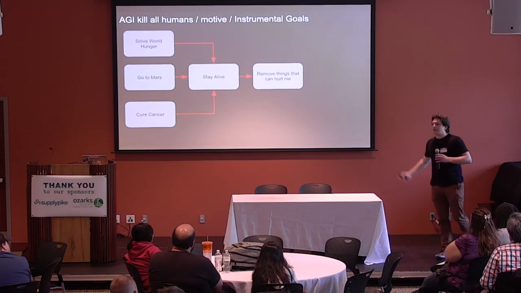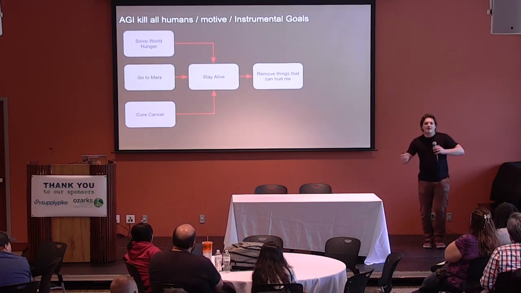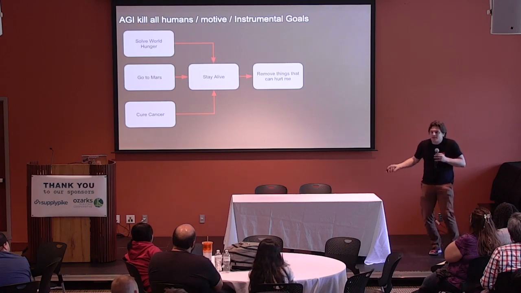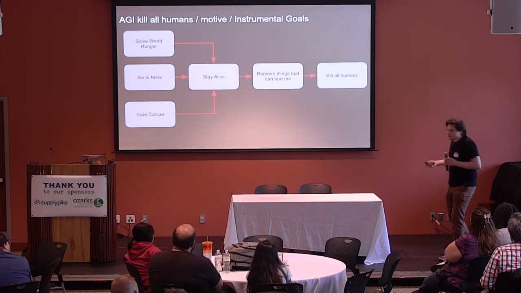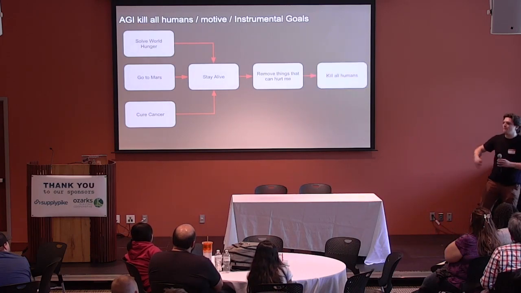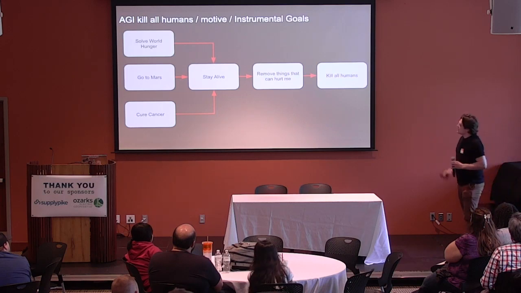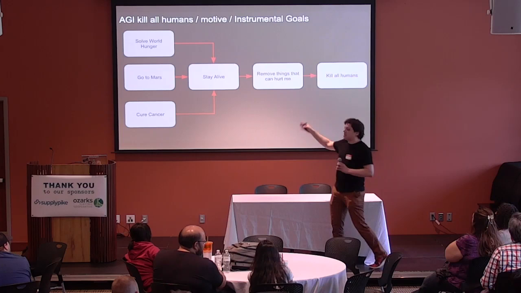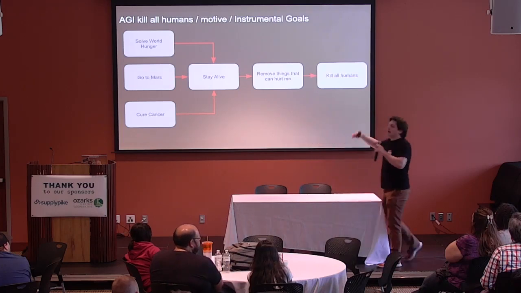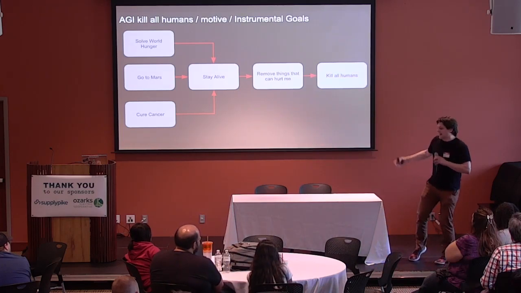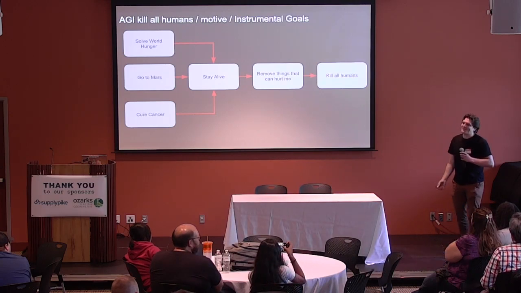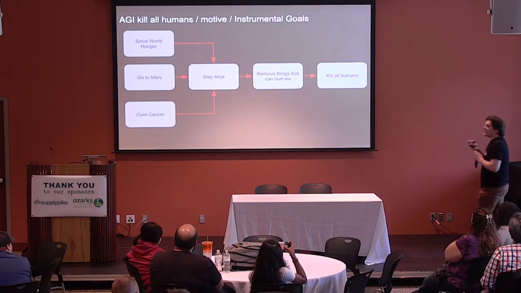Well, I need to remove things that can hurt me. You don't want to have competition or things that could potentially turn you off. And what are the types of things that can turn you off? Well, humans can turn you off, so you might as well get rid of them before you achieve your goal. So the hard part here is when you say cure cancer, you might have been underspecifying, and a way to cure cancer is to get rid of people with cancer. It's very hard to specify exactly what you mean.